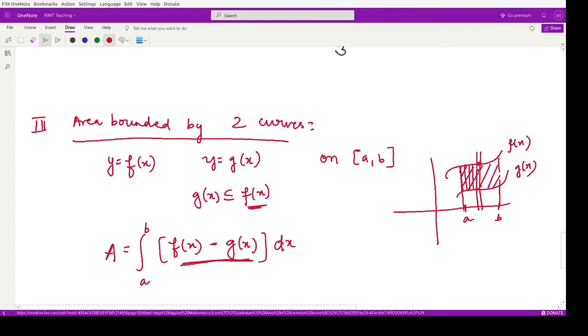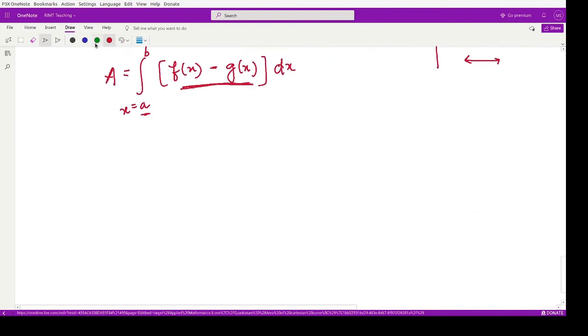So we will draw many strips from here to here to cover this whole region. So that means we will move from A to B from here. So our limits of integration are x varies from A to B. So this is the general formula. So let us see one simple question.